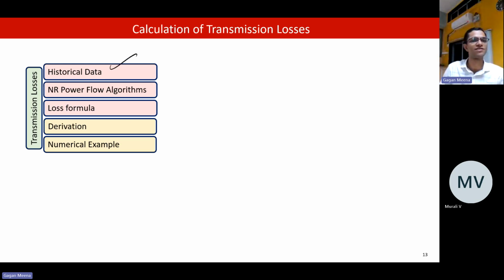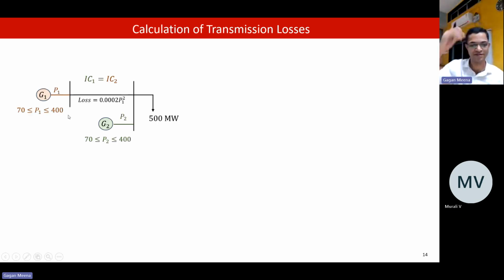Then first is that historical data, then we can use the same NR power flow algorithms also. And the last one is the loss formula. Then for that only this derivation and example was discussed. This was the motivation why here we need to calculate these losses.